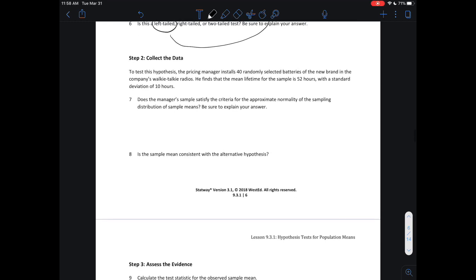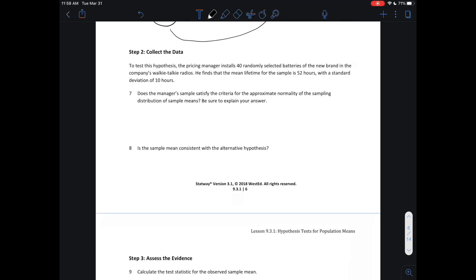Step 2, collect the data. To test this hypothesis, the purchasing manager installs 40 randomly selected batteries of the new brand in the company's walkie-talkie radios. He finds that the mean lifetime for the sample is 52 hours, with a standard deviation of 10 hours. Number 7, does the manager's sample satisfy the criteria for approximate normality of the sampling distribution of sample means? So, do we have n greater than 30? Remember, n stands for sample size. We have a sample of 40, so we would say yes.